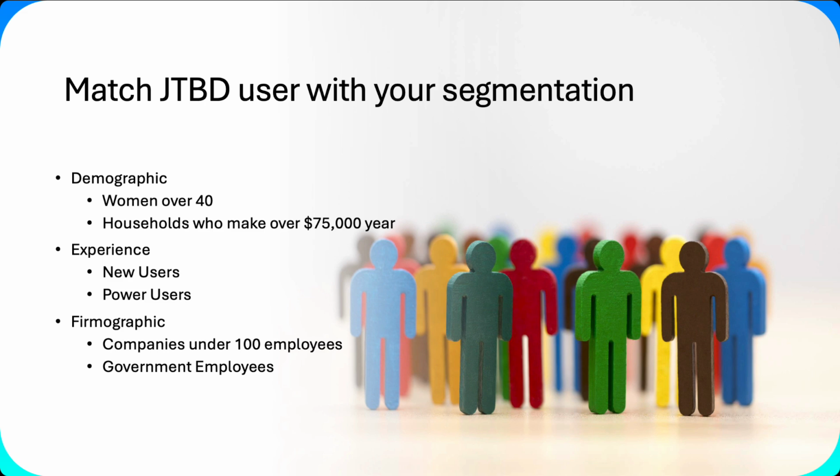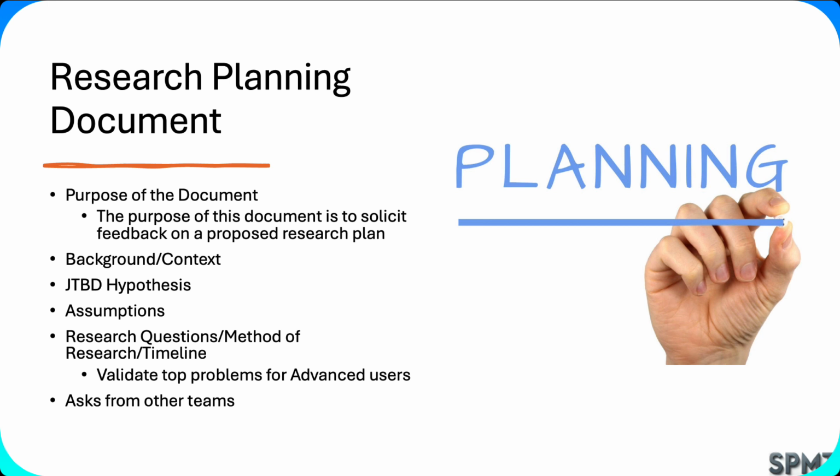So now we're going to put a research planning document together, and we're going to keep it very simple. We're going to state the purpose of this document. We're going to give some background, some context. We're going to list our job to be done hypothesis. We want to list any assumptions that we're making going into the research, and we're going to outline what kind of research we're going to use, what kind of method we're going to use, what's the timeline associated with that. For example, validating top problems for advanced users. And then you want to have a section of ask for other teams. If you need help from other people in your organization, you want to put it in this document.